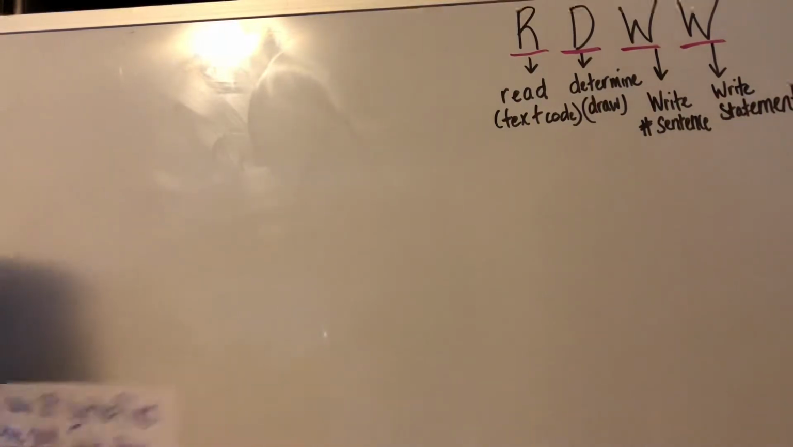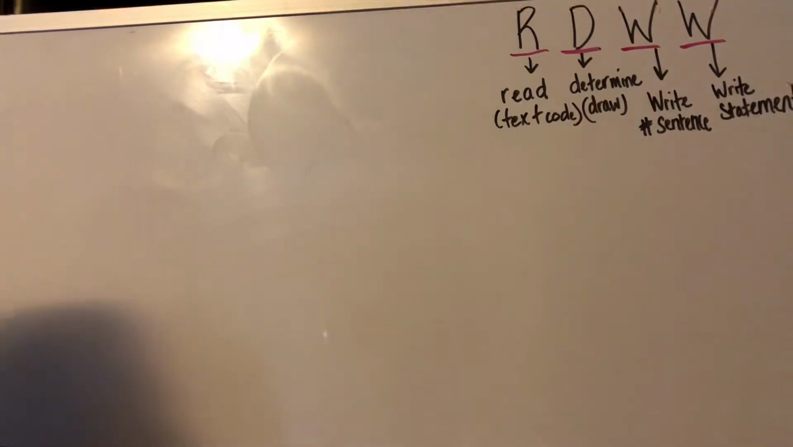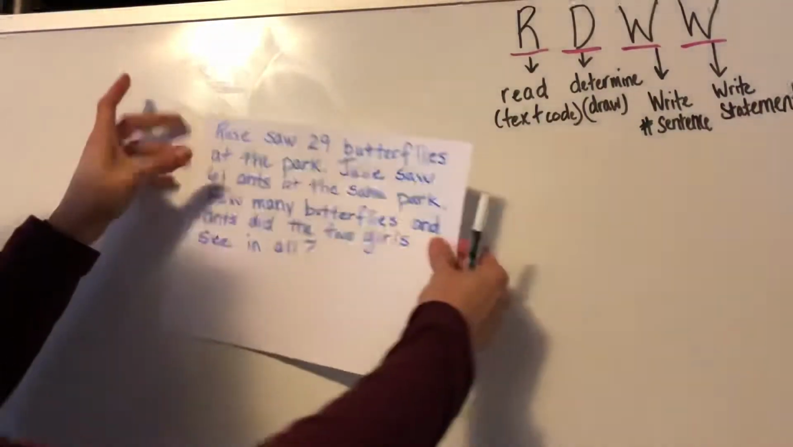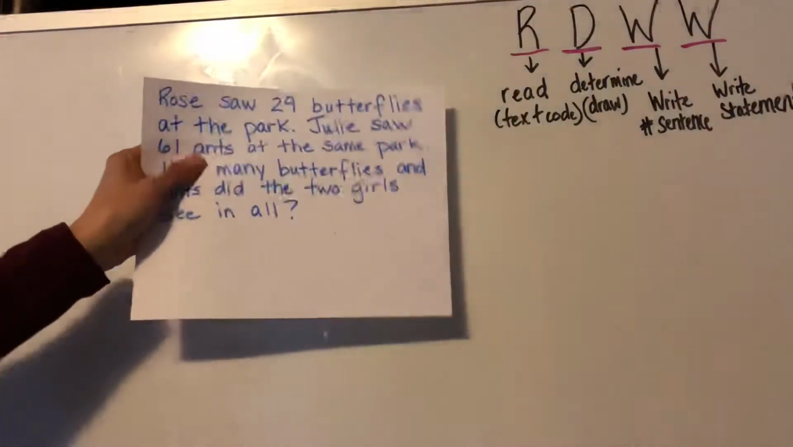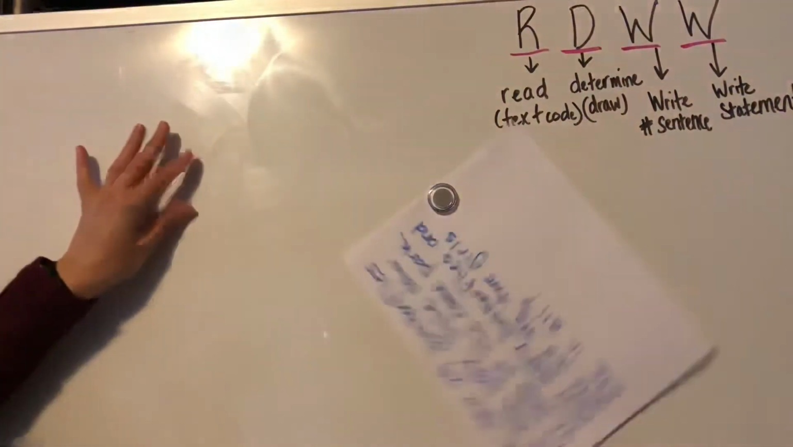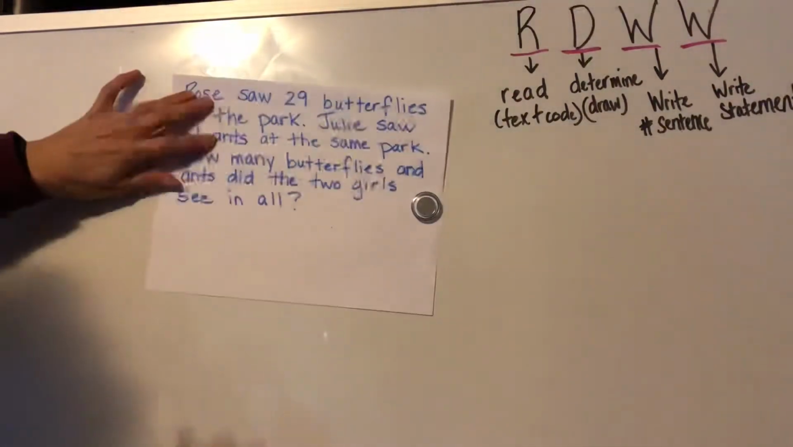Today we are going to be solving a word problem using the partial sums or the partial difference method. So I'm going to use this RDW times 2 strategy so that I can take my word problem and kind of decode it so that I know what they're asking me to do.